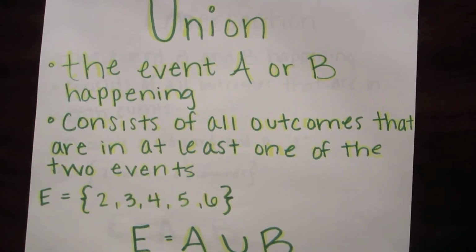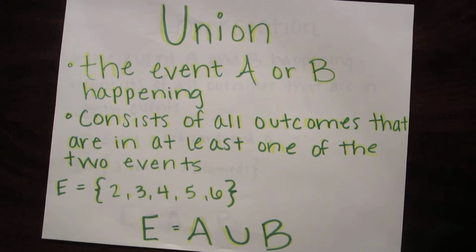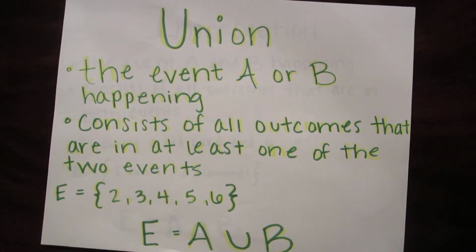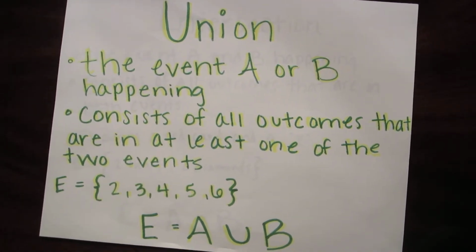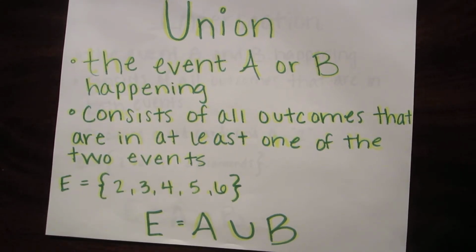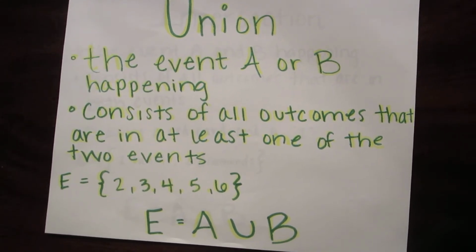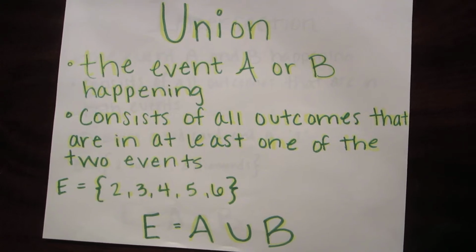Union: the event A or B consists of all experimental outcomes that are in at least one of the 2 events. That is, in A or B, or in both of these. A or B is called the union of the 2 events and is also denoted by A ∪ B.